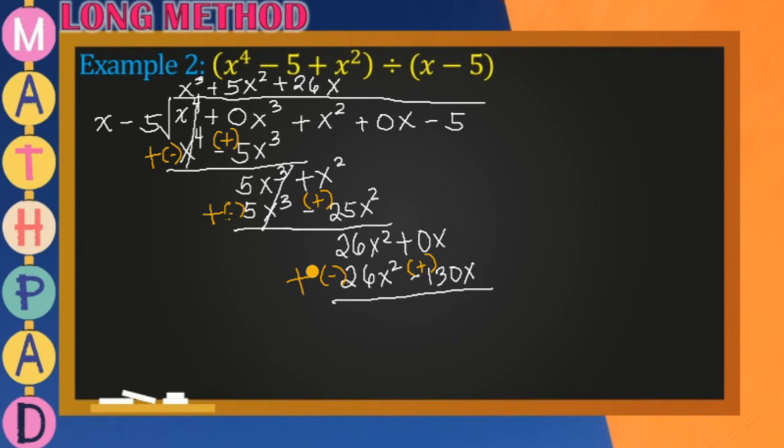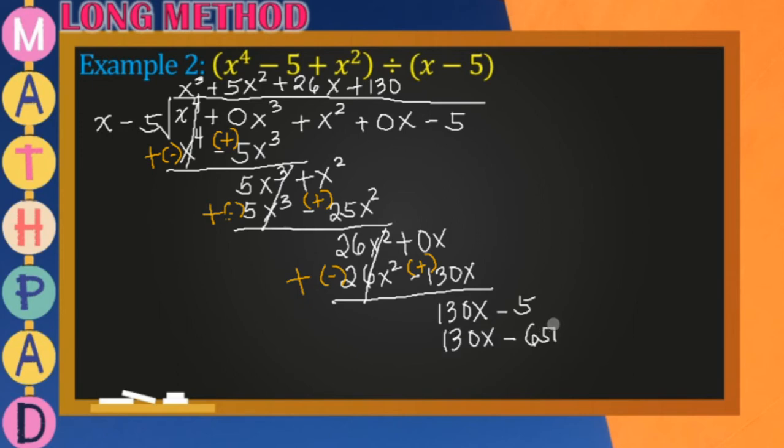Then here, 0 plus 130 is 130x. Tama? Then bring down negative 5. Now, 130x divided by x is equal to 130, right? Then, 130 times x, that is equal to 130x. Then, 130 times negative 5, that's negative 650.